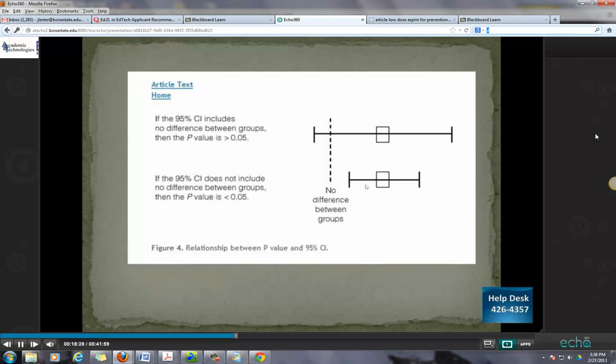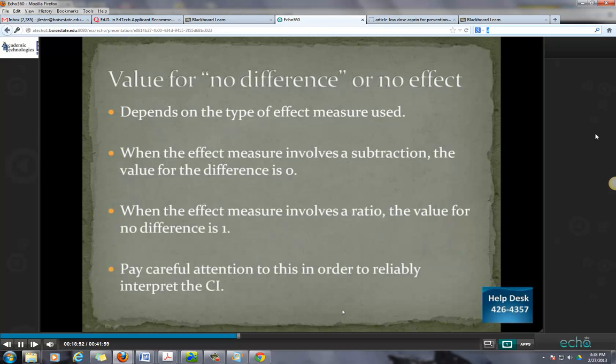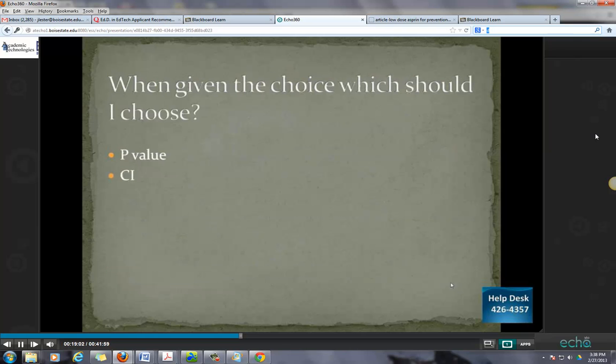So if I go back to this picture, notice it didn't put a value for no difference between the groups, because it would depend on, are you doing simple math, and then the value for no difference would be 0. Are you doing a ratio, then the value for no difference would be 1. So pay careful attention to what's being evaluated to report the confidence interval. If it's just simple math, look to see if it includes the value 0, which would be the line of no effect.